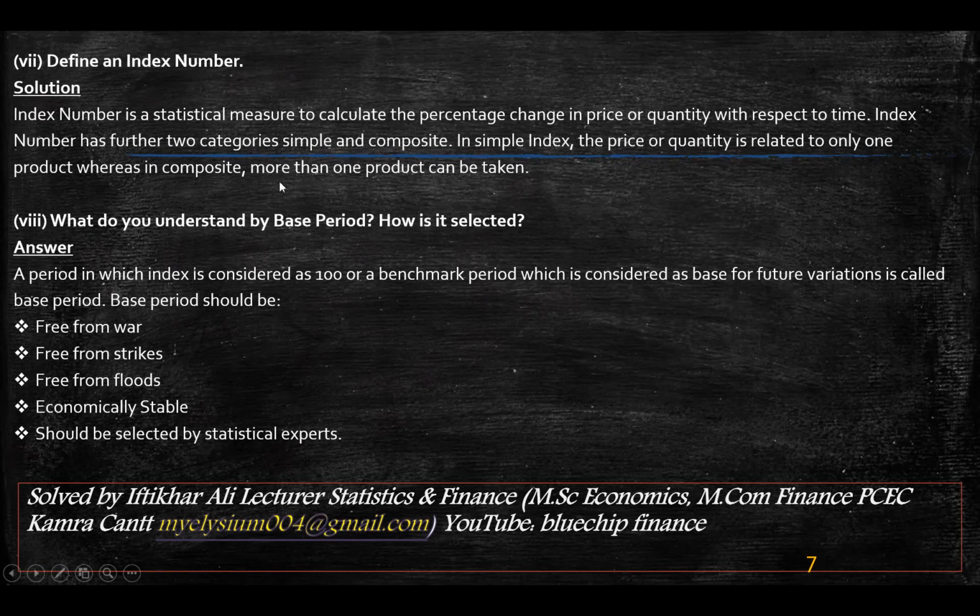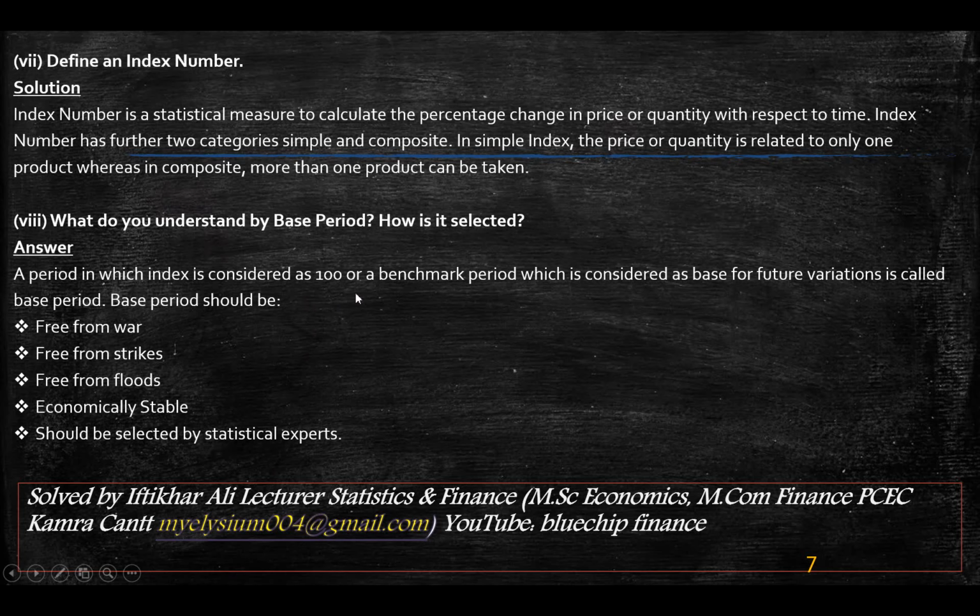Question number 7, define an index number. Index number is a statistical measure which calculates the percentage change in price or quantity with respect to time. Index number has two further categories, simple and composite. In simple index, the price or quantity is related to only one product, whereas in composite more than one product can be taken.